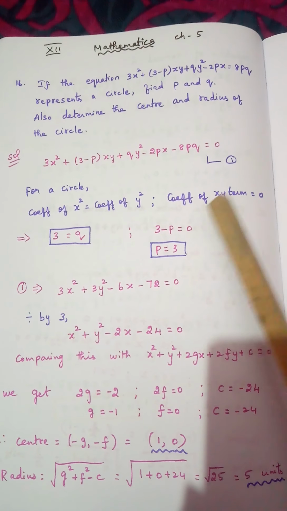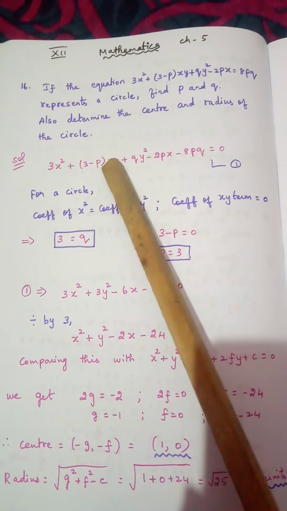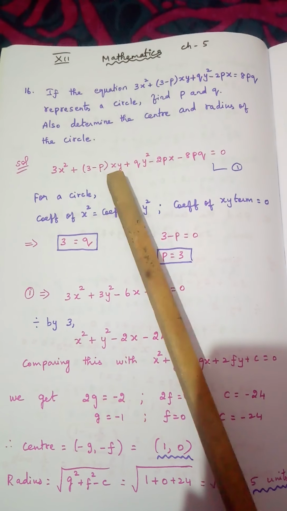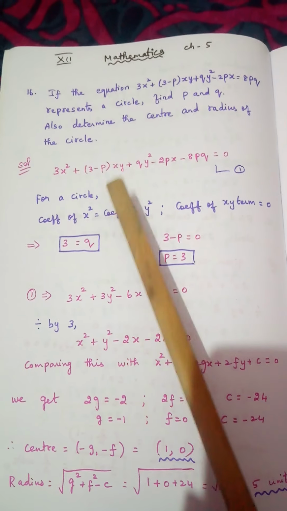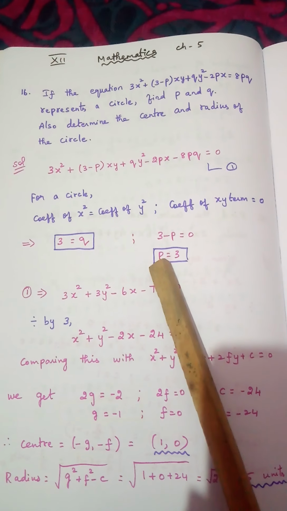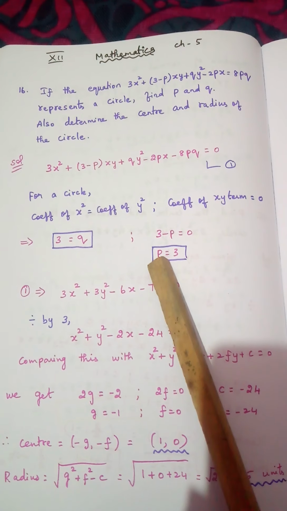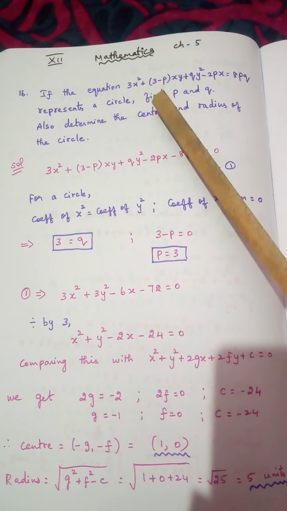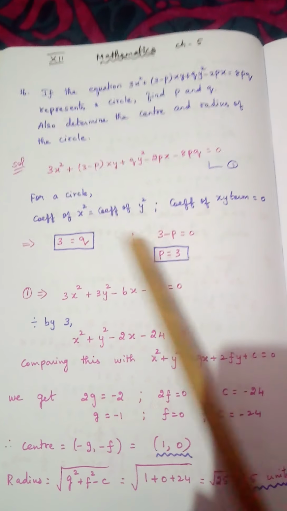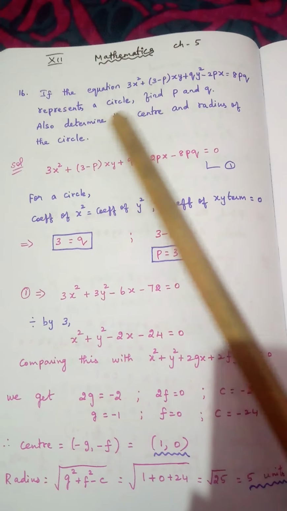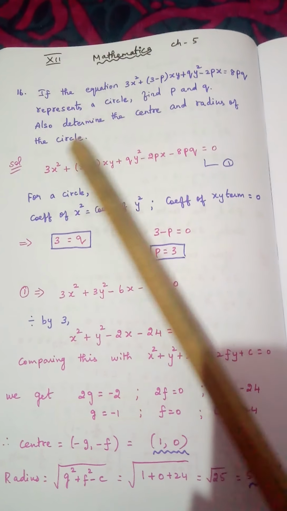Similarly, coefficient of xy term equal to 0. What is coefficient of xy here? Xy term is present here. The coefficient is 3 minus p. Therefore 3 minus p should be equal to 0, from which we are obtaining the value of p. P is equal to 3. So actually we got the answer for the first question. Find p and q. We got p value and q value here. Next, what is the question? Also determine the center and radius of the circle.